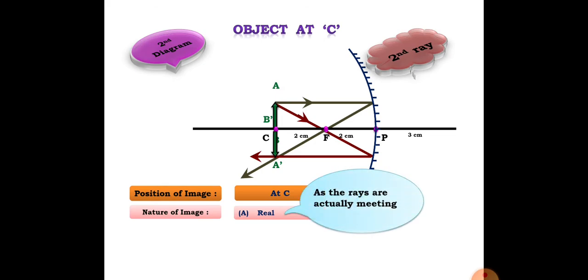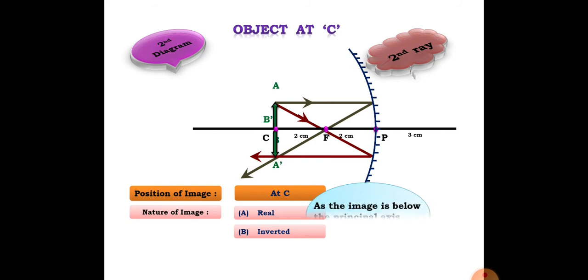Second, it will be inverted because as the image is below the principal axis, as you know, यहाँ पे भी image कैसे बना है? Principal axis के नीचे बना है, तो इसके लिए it is inverted. And अगर आप size की measurement करें तो आप देख सकते हैं कि object का size और image का size दोनों same है, so therefore you will write as the same size.